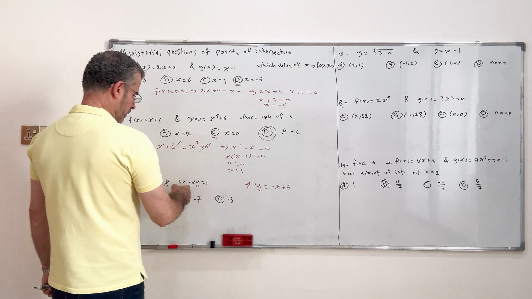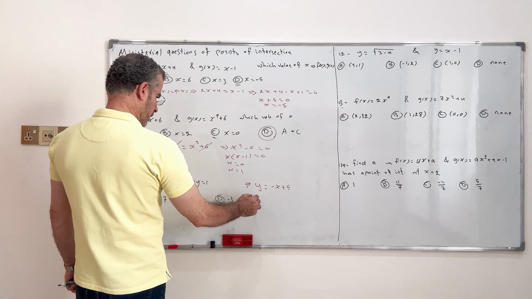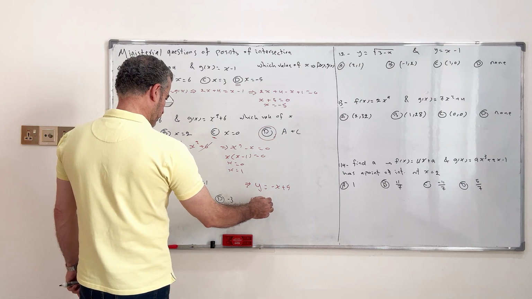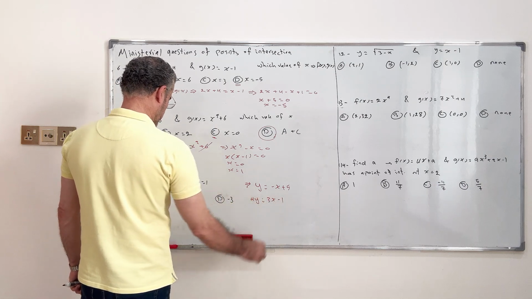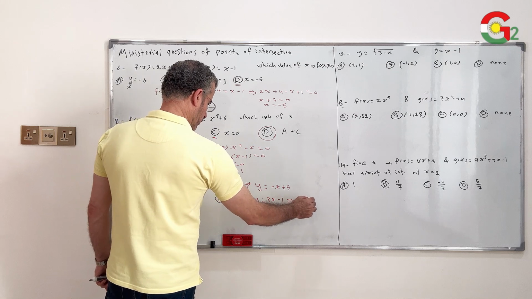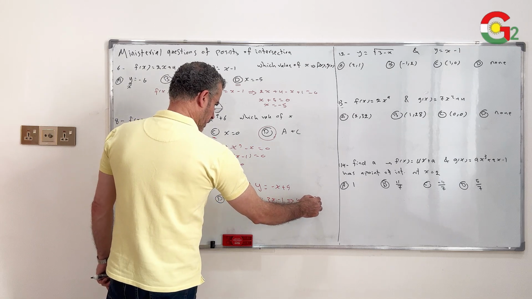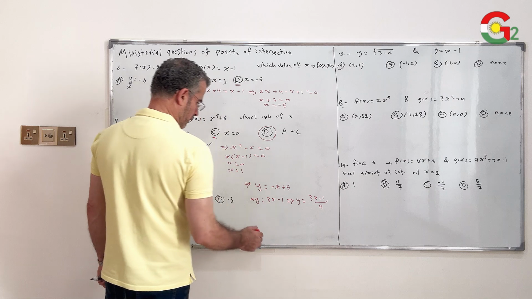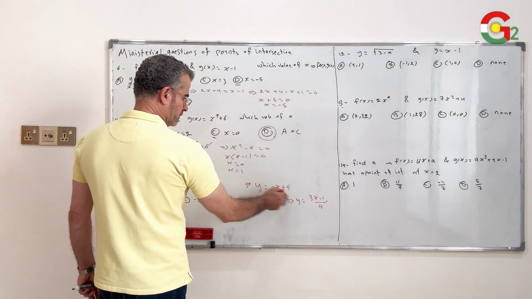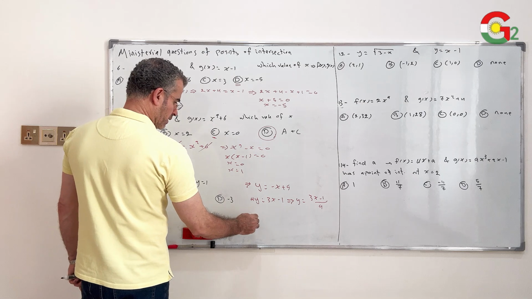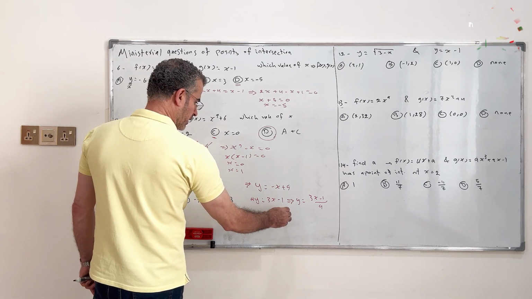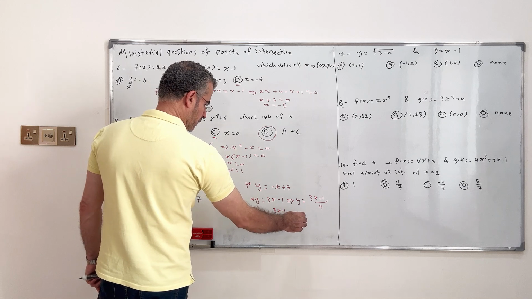Also this one, write it in the standard form. Then it will be 4y equal to 3x minus 1. Then y equal to (3x minus 1) over 4. Set f of x equal to g of x. Then minus x plus 5 equal to (3x minus 1) over 4.